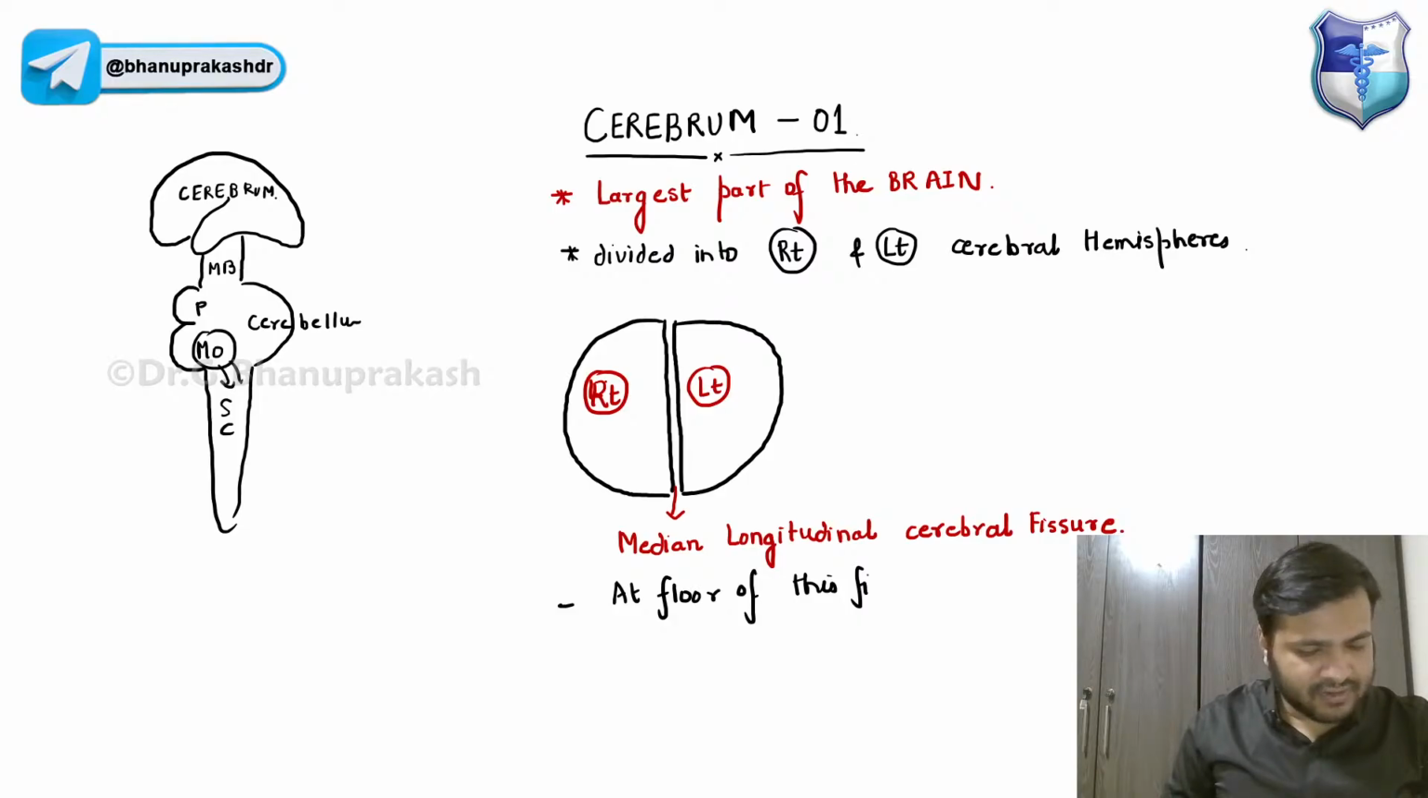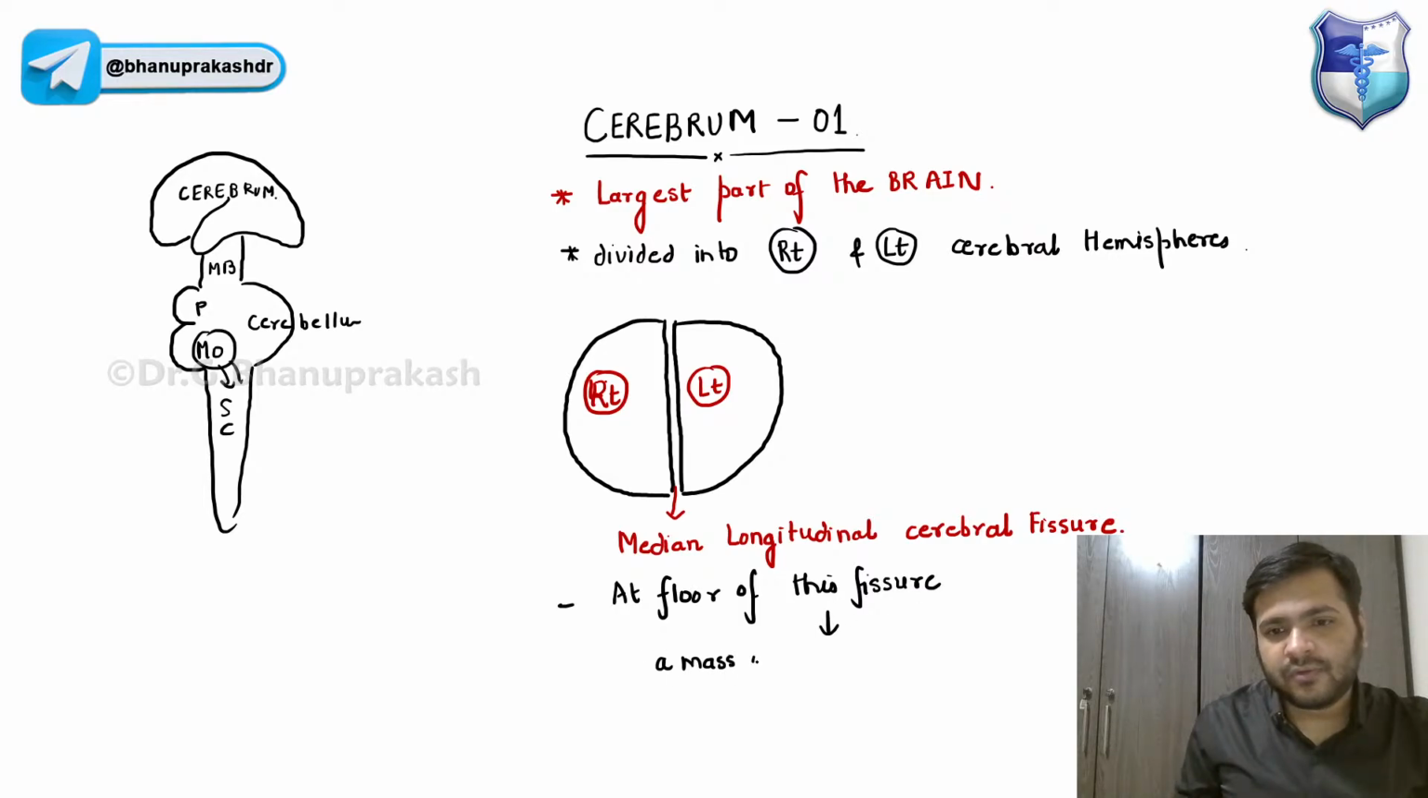Yes, very good, it is the corpus callosum. Very good, beta. At the floor of this fissure, basically we have a mass of white matter.